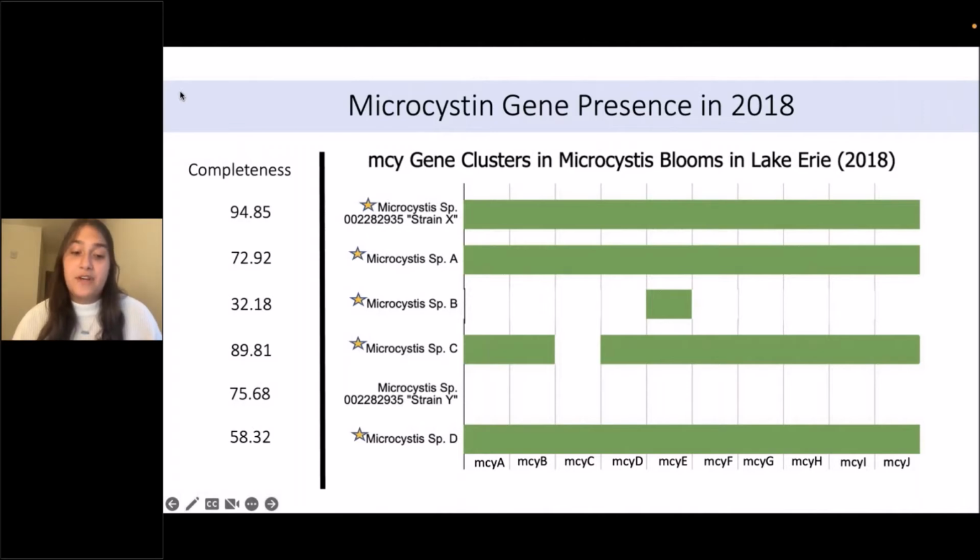However, you'll note that for strain Y, for example, it has a pretty high completeness of about 75. And so we don't see any of the MCY genes for that strain. And so this allows us to pretty confidently say that this is a non-toxic strain. And so I've starred all of the strains and species that we would consider toxic, and then I have strain Y, which we would say confidently is a non-toxic strain.